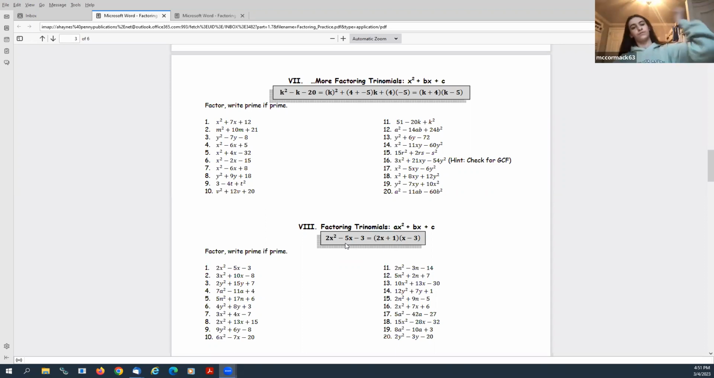I'm confused. Okay, tell me what you're confused about. I don't know how to find the greatest common factor, like when they're not... Well, let's see. What are the factors of 8? 2 and 4. 2 and 4, there's 1. And what's the other?